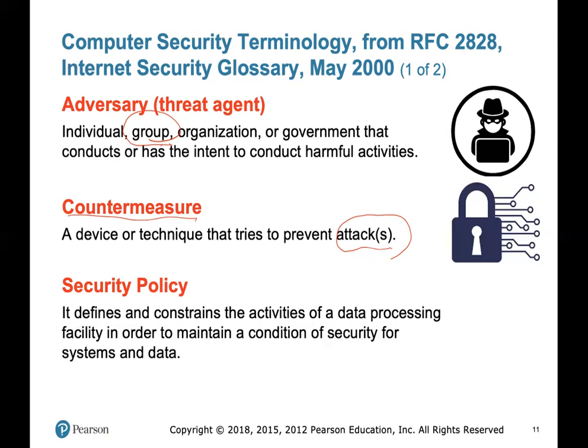It defines constraints and activities of the data processing facility in order to maintain a condition of security for the system. A set of constraints and regulations which are defined by the administrator or by the designer or by both of them in order to preserve or maintain a security condition. When we say a security condition, it means that, for example, we want to have our system immune against, let's say, attack A, attack B, attack C. This is what we want to do.